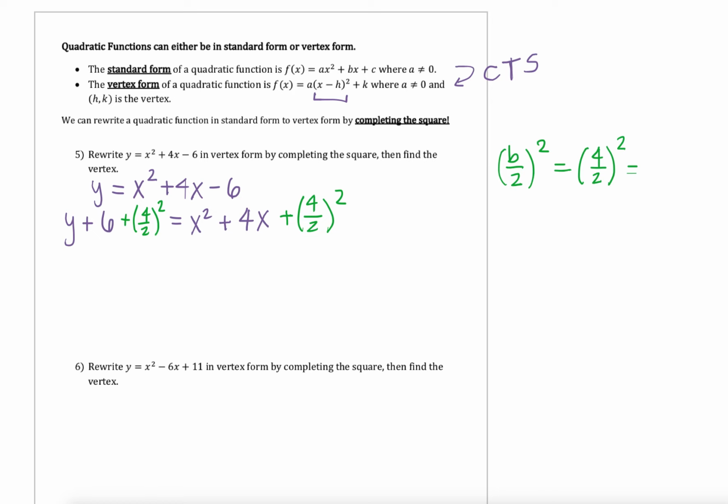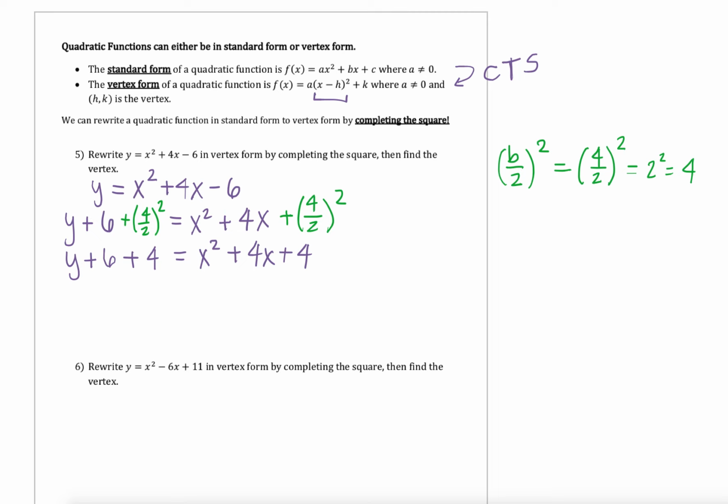Now we do want to simplify this down. 4 over 2 is equal to 2, and then 2 squared is giving us back that 4. So what we really have is y plus 6 plus 4 equals x squared plus 4x plus 4. So we moved our old constant term to the other side, just like we did before. We've added our b over 2 squared to both sides, and I've simplified down.